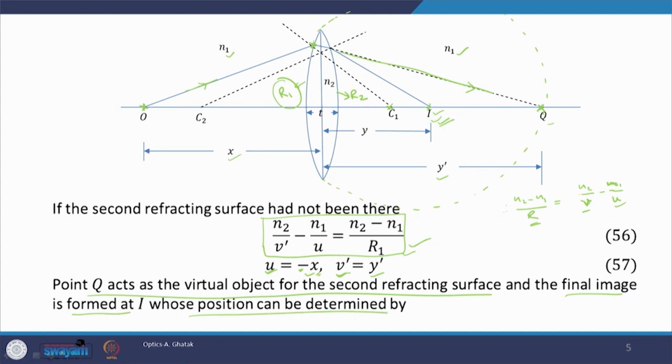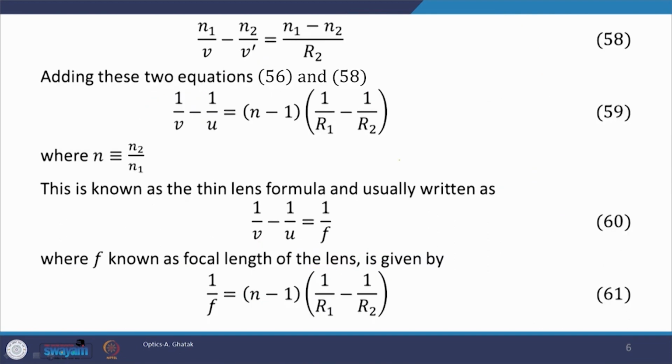We will again use this formula for the second interface, treating Q as an object, and what is the distance of the object from the lens? It is v prime. And then let us see what do we get. Now, here the same formula is used, but the parameters are changed.